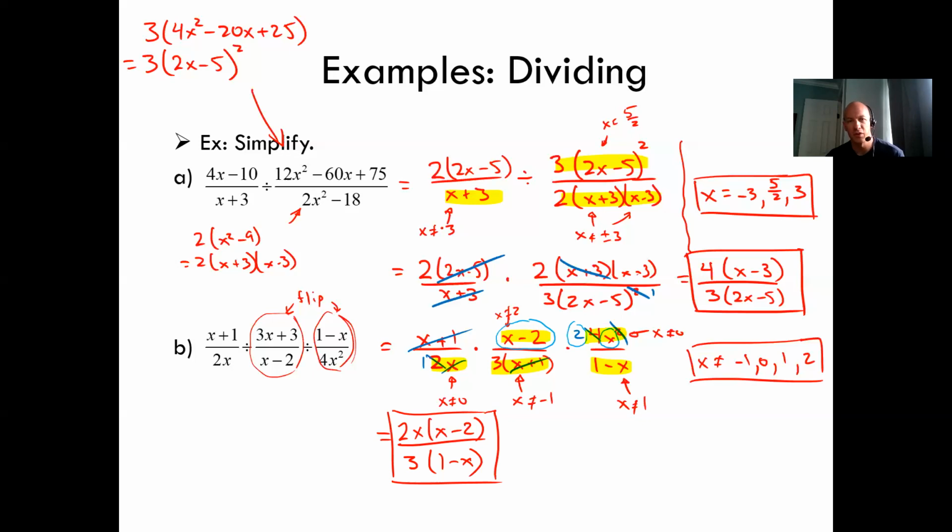So there we go. There's some examples where you're crossing out. Fairly straightforward. As long as you've passed your fraction unit of grade 8, you should be just fine.